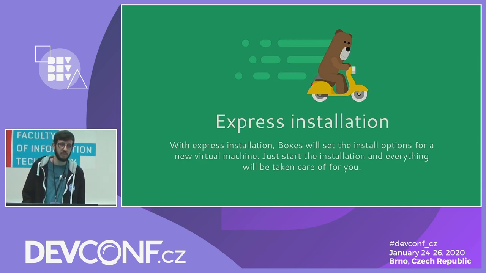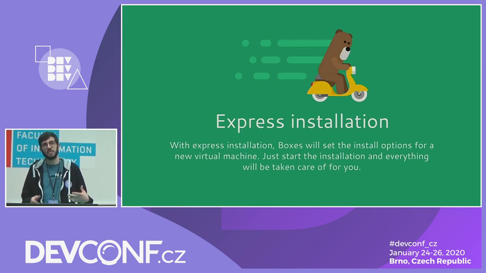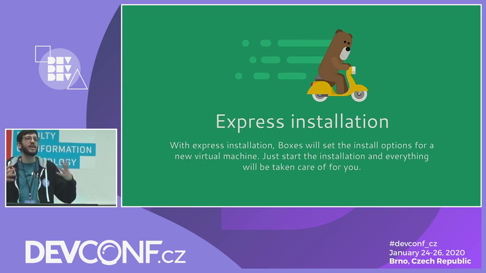So far we are able to do express installations in RHEL, Debian, openSUSE, Ubuntu, and Fedora Silverblue. This is pretty neat because you just set up your user account, and libosinfo and Boxes are able to get things from your host and pass them to the guest. So your guest is going to be set up with the profile picture you had on your user account, and it's going to be the same on the guest.